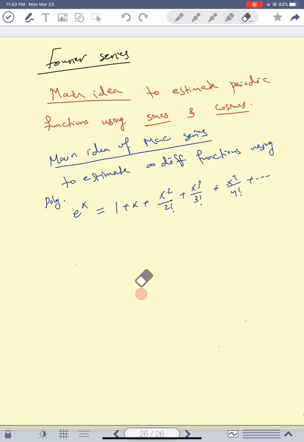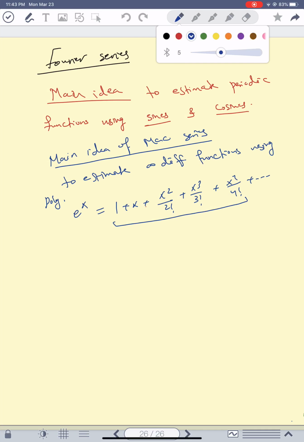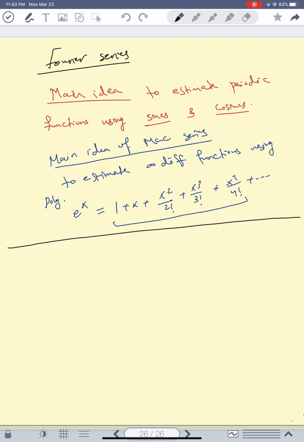So what do we mean by estimation using polynomials? That means if you are interested in computing e to the x and you don't, let's say, have a calculator, or you want to compute an integral using Maclaurin series, then you can take some part of the Maclaurin series. So you say, okay, e to the x is approximately equal to this quantity, which is a polynomial. This was the idea of Maclaurin series. So today we start talking about sines and cosines and how they are used to estimate periodic functions. First of all, we're saying that polynomials are used to approximate infinitely differentiable functions. That's done via the Maclaurin series.